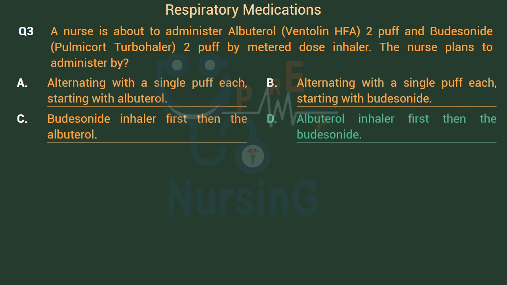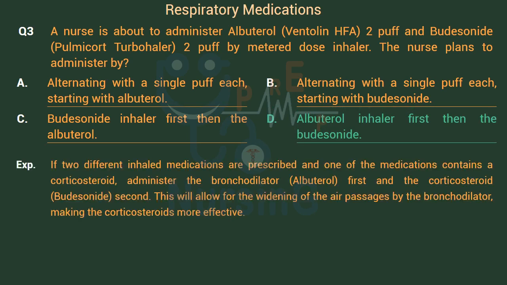Albuterol inhaler first then the Budesonide. If two different inhaled medications are prescribed and one of the medications contains a corticosteroid, administer the bronchodilator, Albuterol, first and the corticosteroid, Budesonide, second. This will allow for the widening of the air passages by the bronchodilator, making the corticosteroid more effective.